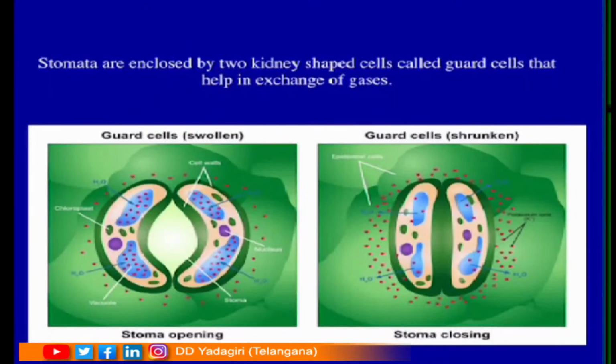Children, let us look at the typical stomata. Stomata are the small openings which are present in the dermal tissue. So, you can see this is the small opening which is protected by the guard cells. These guard cells are kidney shaped. They take in carbon dioxide and give out oxygen during photosynthesis.